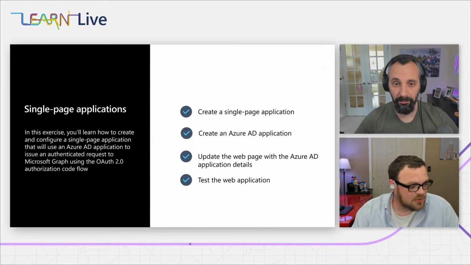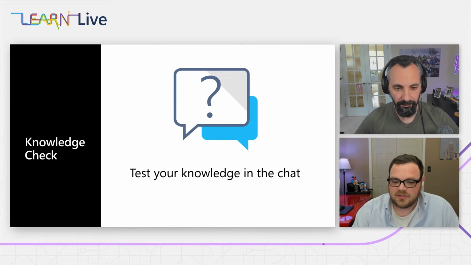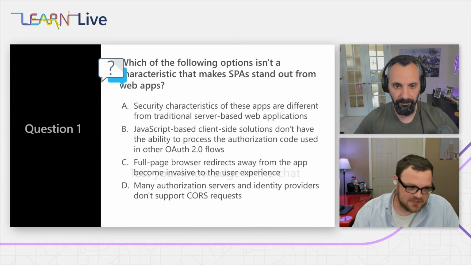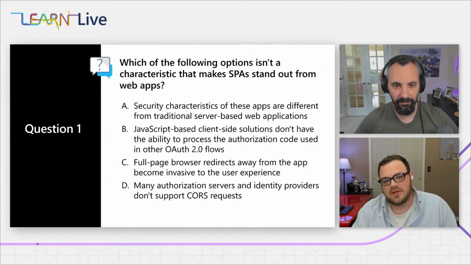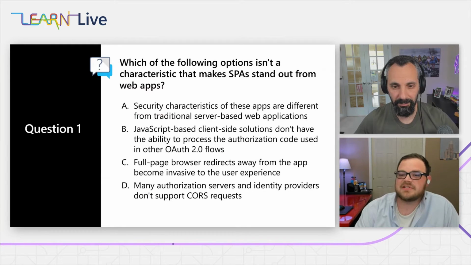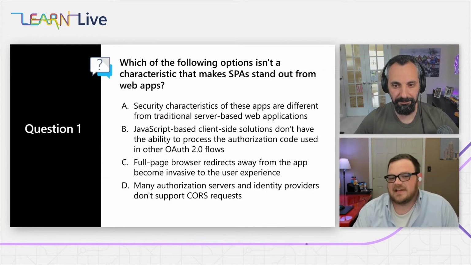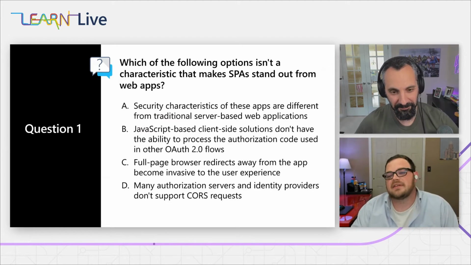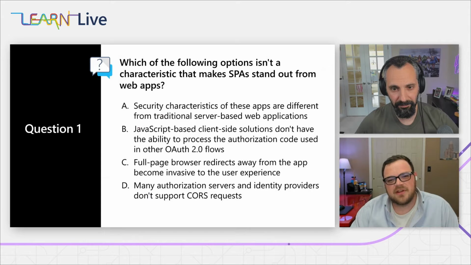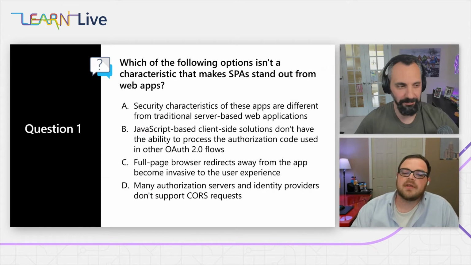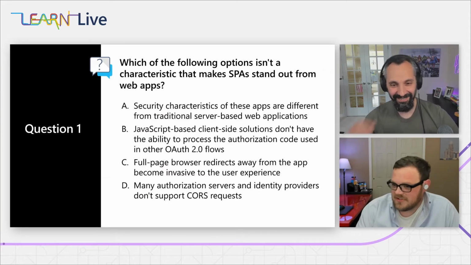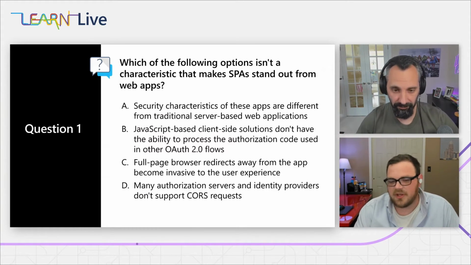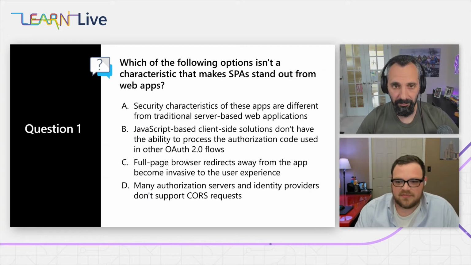Okay, so we've got a quick knowledge check, and you'll see these in the module yourself. As you're going through the module, you will see these learning questions. So let's test your knowledge of what we just went over. Which of the following options is not a characteristic that makes the SPA stand out from web apps, which is a double negative and a bit confusing, but that's okay. Security characteristics of these apps are different from traditional server-based web apps. That's definitely a true statement.